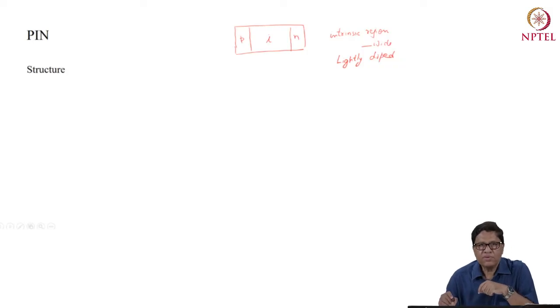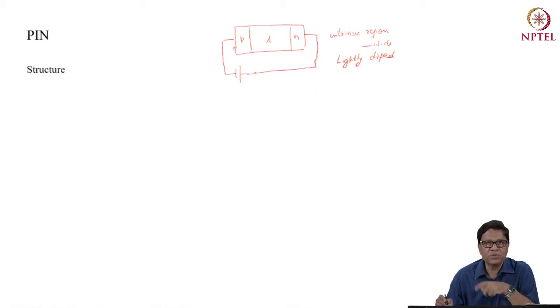So there are no free electron hole pairs inside the I region. So the impedance of this I region is very, very high, so the voltage basically is across the I region. And this PIN photodiode is actually reverse biased. This is in contrast to an LED, which was forward biased, and that was a PN junction.